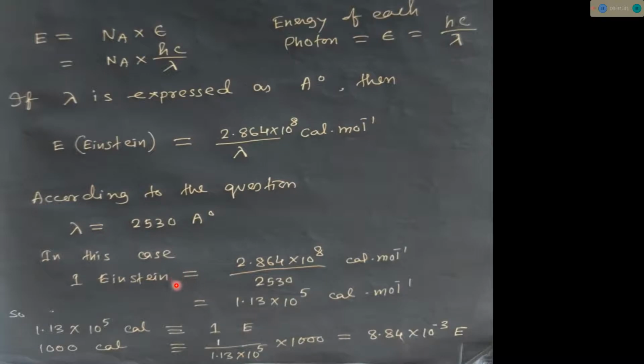We are showing it here in the opposite way: 1 Einstein means 1.13 into 10 to the power 5 calorie, so 1.13 into 10 to the power 5 calorie is equal to 1 Einstein. Now we have to find for 1000 calorie, because in this question during the reaction 1000 calorie energy was absorbed. So 1000 calorie absorbed is equivalent to 8.84 into 10 to the power minus 3 Einstein.